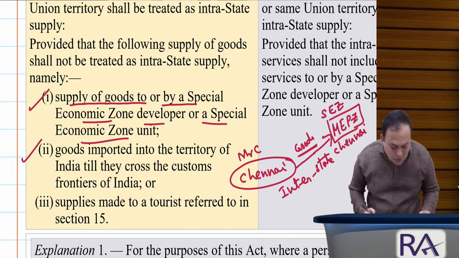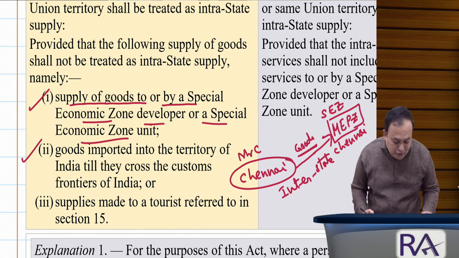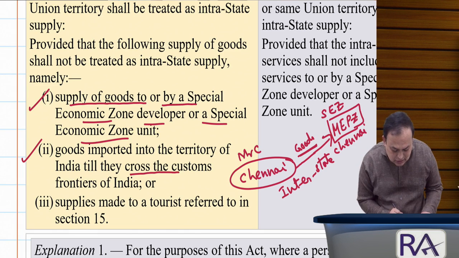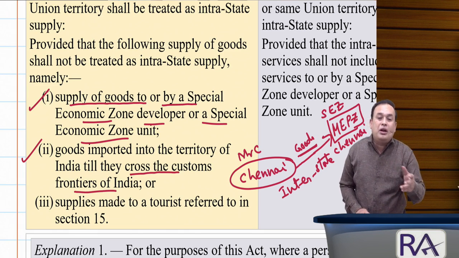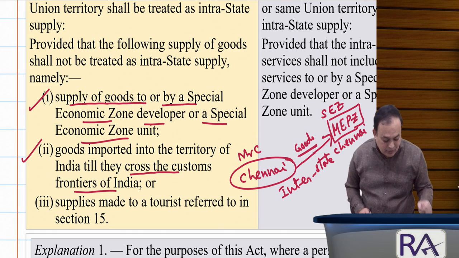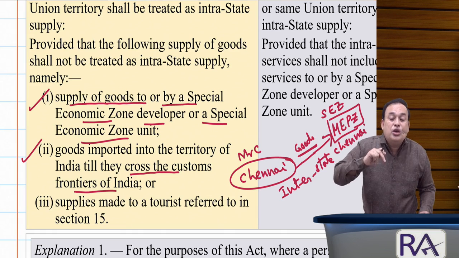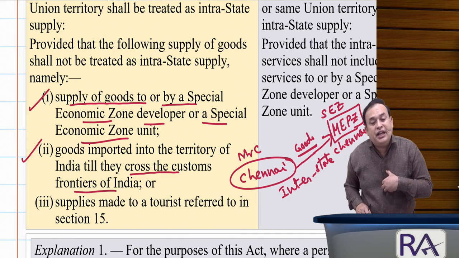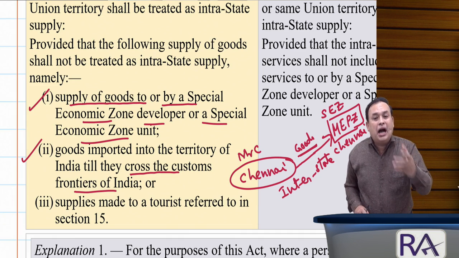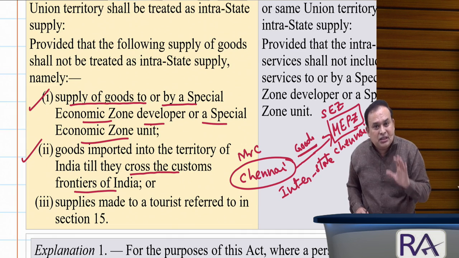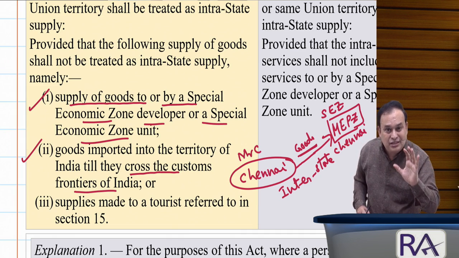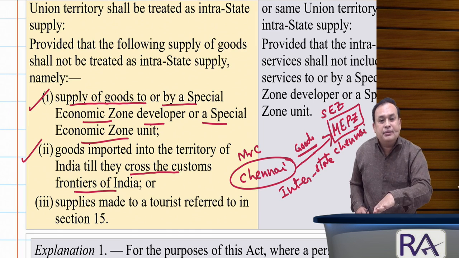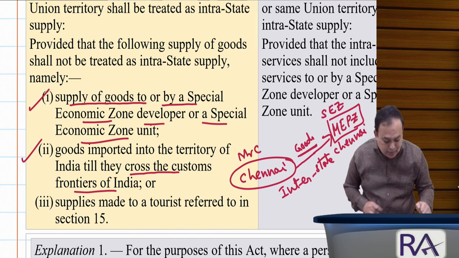Point number 2, goods imported into the territory of India, till they cross the customs frontier of India, cannot be called intrastate. For example, C of Chennai imported the goods from Thailand, the goods came to Chennai port. At that point of time, C of Chennai, being the owner of those goods, sold to D of Chennai. Not an intrastate supply.